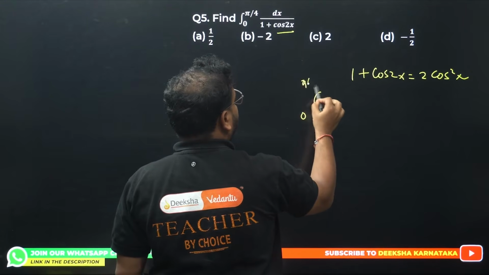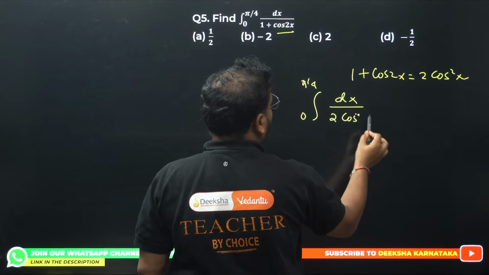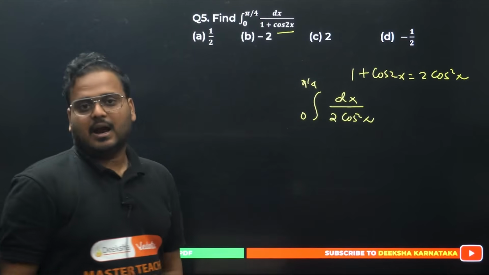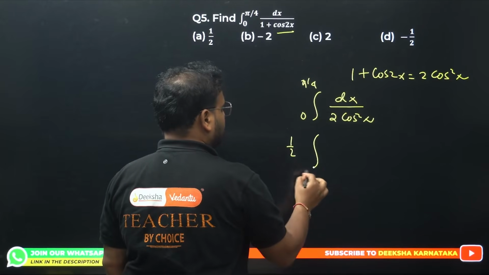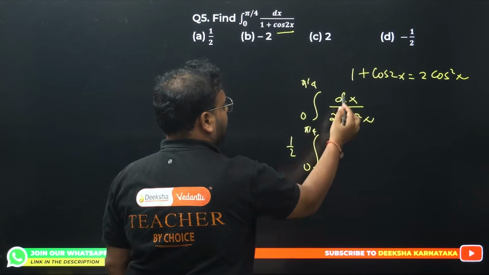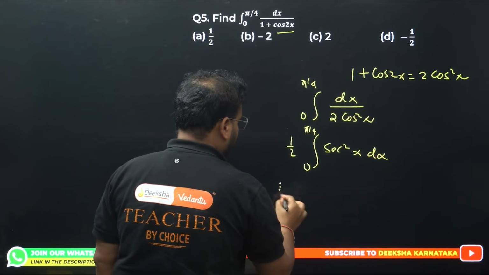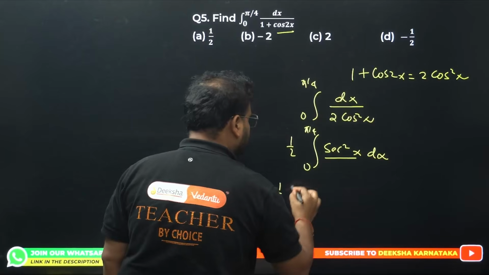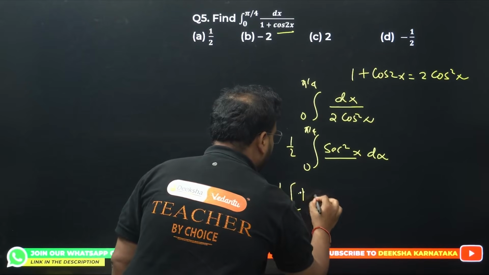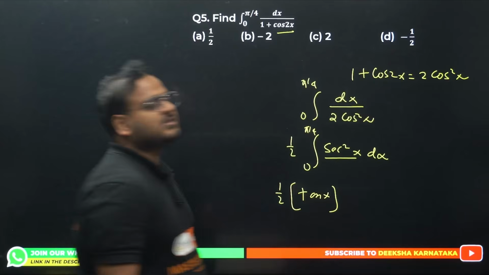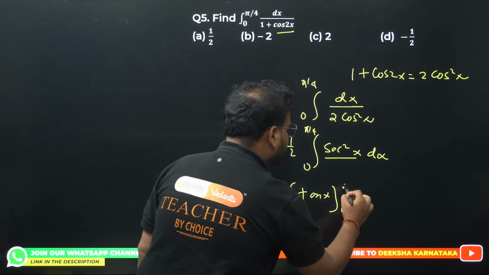So we can use this. From 0 to pi by 4, dx upon 2 cos square x. I think now you can all visualize, right? 1 by 2 will come outside, 0 to pi by 4 remains as it is, and 1 by cos square becomes sec square x dx. Integration of sec square is what? Tan. Yes, superb. Very good. If you know all of this, good job. From 0 to pi by 4.